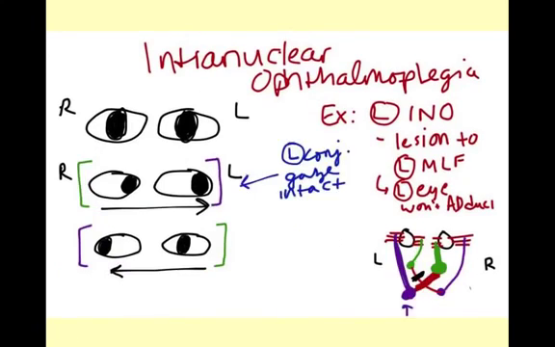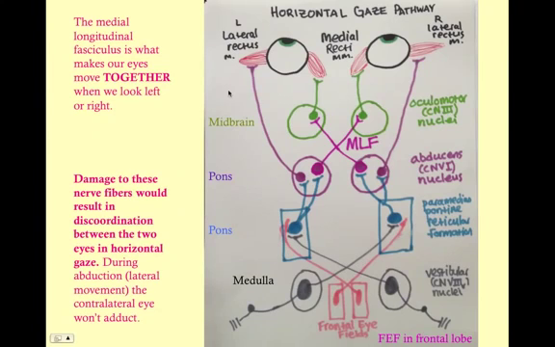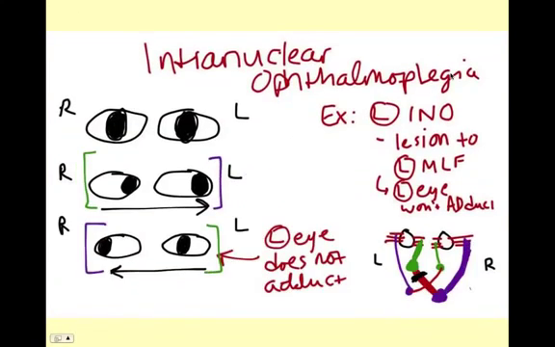Okay, and I just want to add one more time what determines which side your MLF is. Because they are decussating, the left MLF is the MLF that terminates at the left oculomotor nucleus, and the right MLF is the MLF that terminates at the right oculomotor nucleus. So it's not where they start, it's where they end.